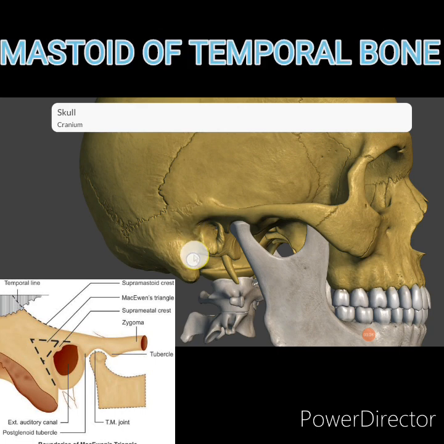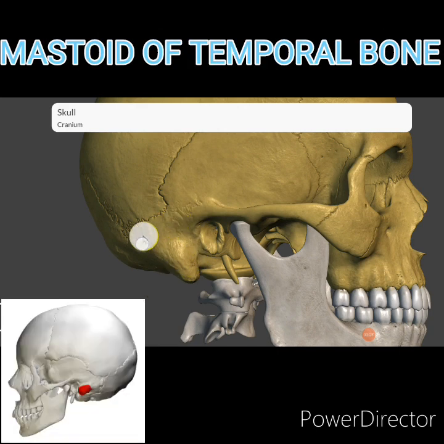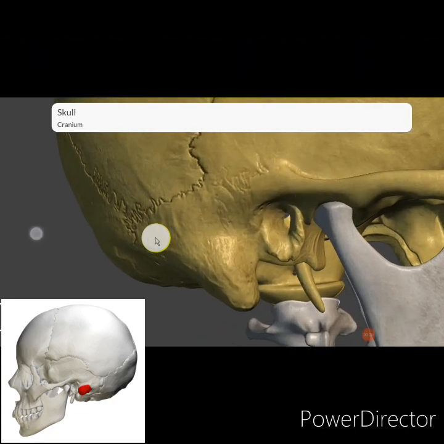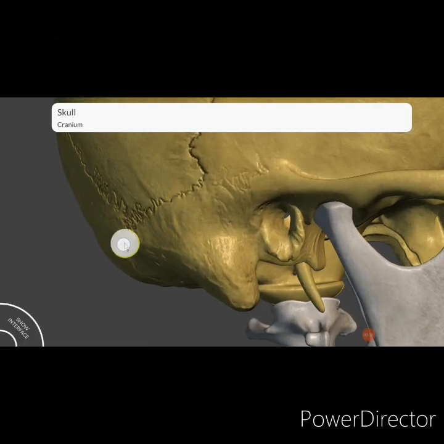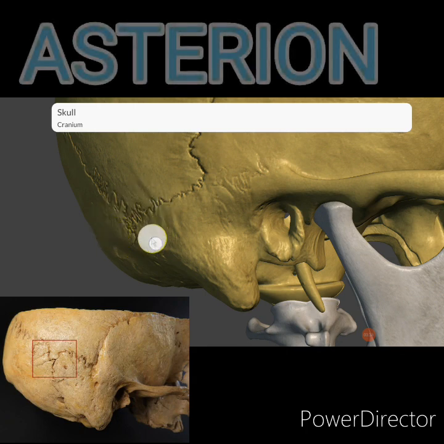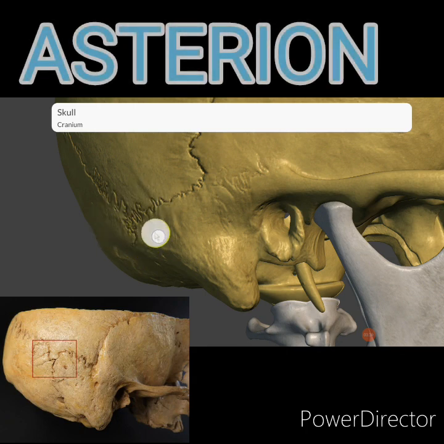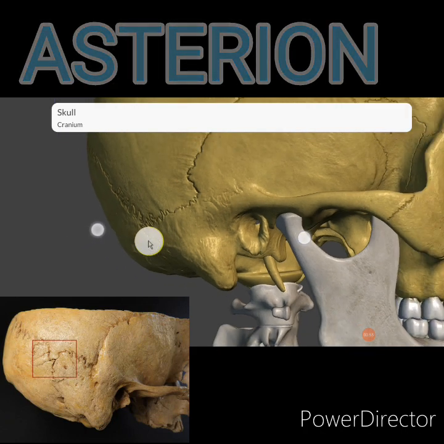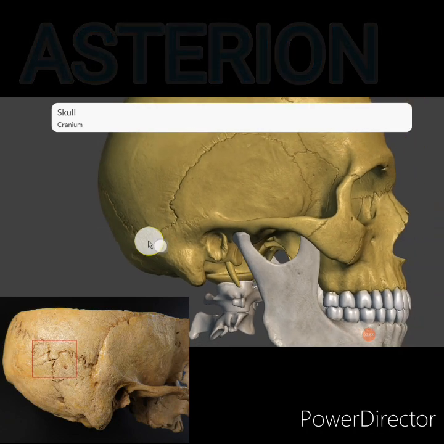Mastoid part of temporal bone is present behind the external acoustic meatus. A point called asterion is also present, which is very important as three sutures meet here: the posterior-inferior parieto-mastoid suture and the posteriorly occipito-mastoid suture meet with the lambdoid suture. This is the site for the mastoid or posterolateral fontanelle, which closes by 12 months.